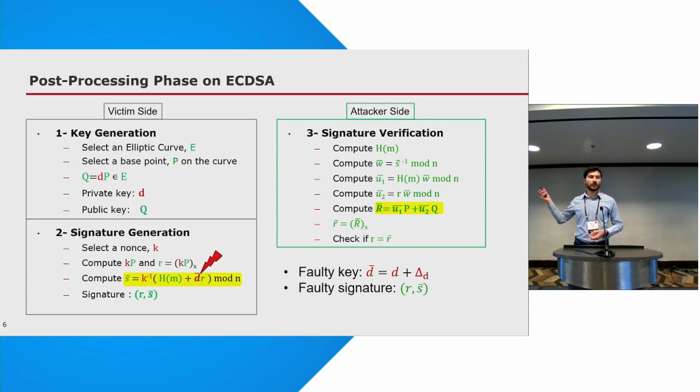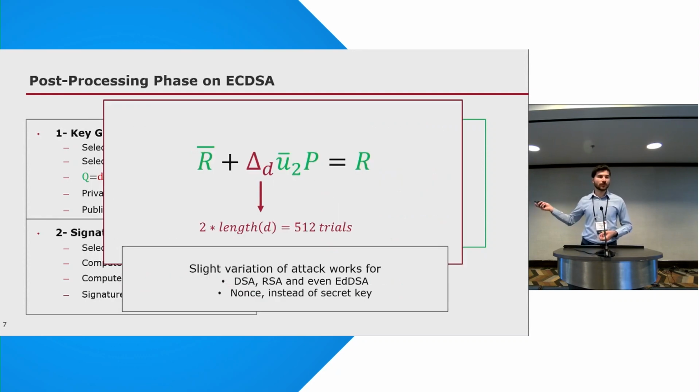If we substitute U1 bar and Q in the final equation, we can show that the original R is equal to R bar plus delta D times U2 bar times P. Note that here, everything except the error pattern delta D is either public, or it can be computed by the attacker using the public signature verification primitive. So to find delta D, we can just check all possible single-bit error patterns. Since the size of D is 256 bits, including both positive and negative values, in a maximum of 512 trials, we can get the correct value of delta D.